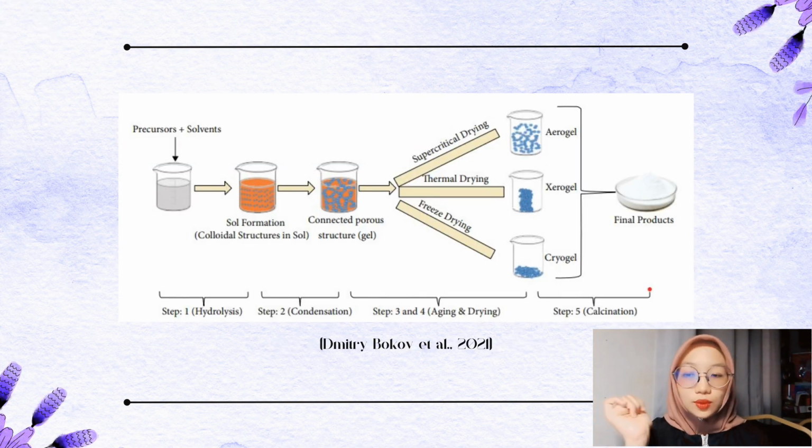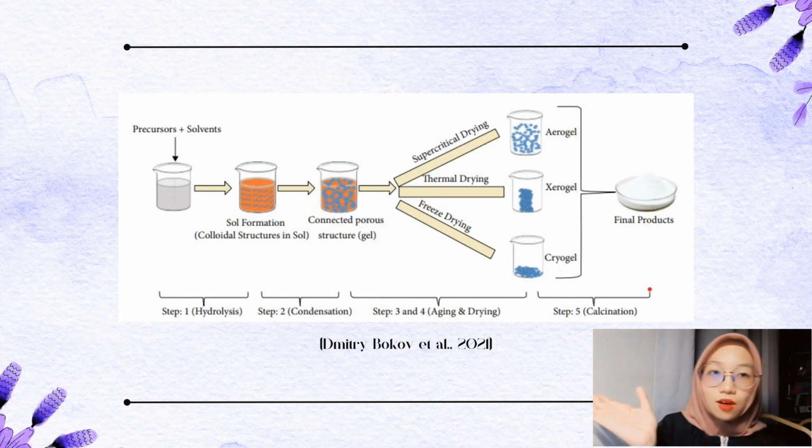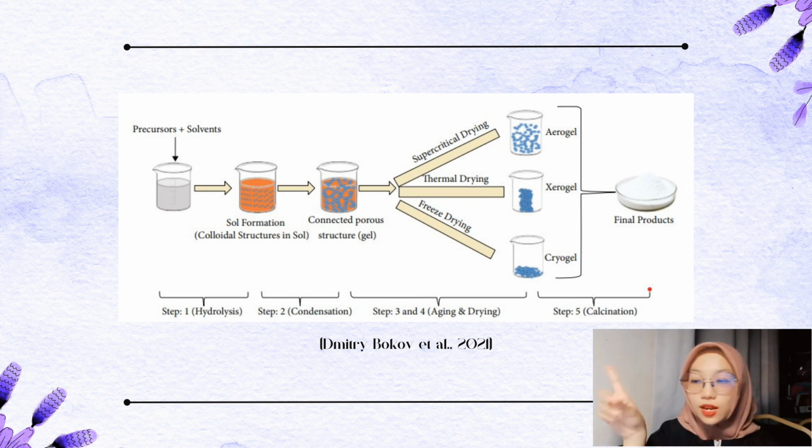Here I want to show you a simple synthesis of the sol-gel method from Dmitry Bokov, 2021. It starts from step 1, hydrolysis, where precursors plus solvents form into a sol. Step 2, condensation, where the sol changes into a connected porous network, which we call a gel. Step 3 includes supercritical drying, thermal drying, and freeze drying, which involve aging and drying. The last step is calcination, where the aerogel, xerogel, and cryogel change into the final products.